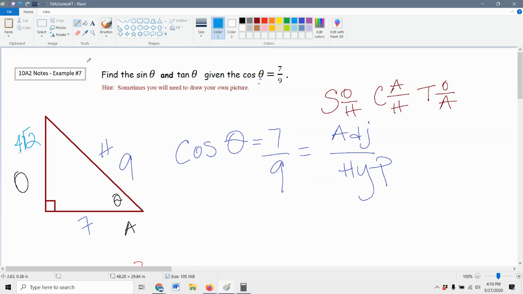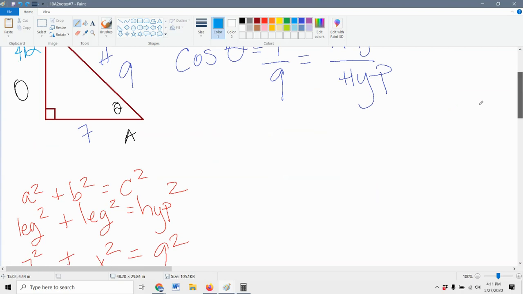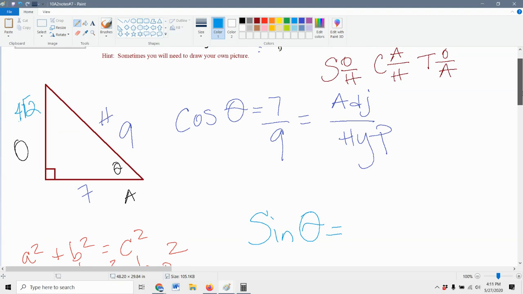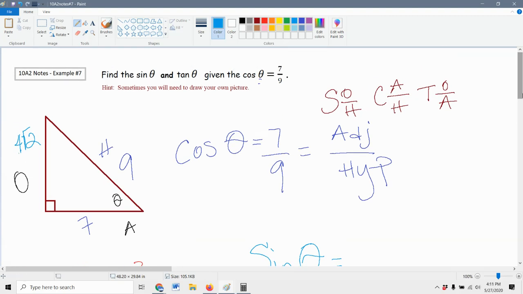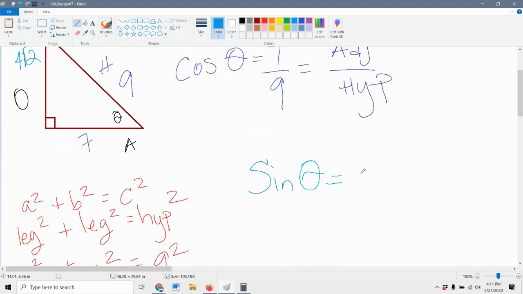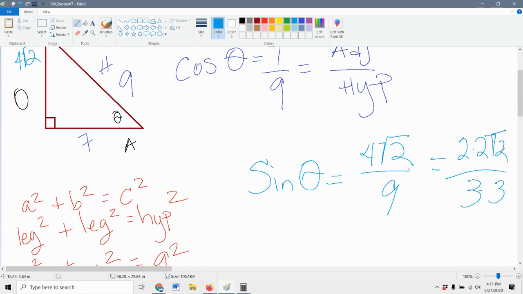All right, now we want to find sine and tan. And sine of theta, you can just look up at your SOHCAHTOA. Opposite over hypotenuse. So the opposite side is that 4 root 2. Hypotenuse is the 9. Now let's see if we can reduce this at all. That 4 is the same as 2 times 2. And then, of course, we have that root 2. 3 times 3 for the 9. Nothing cancels. So we can just leave it like this, right?